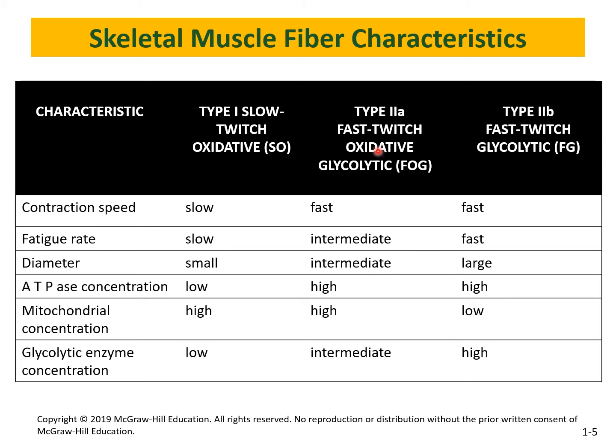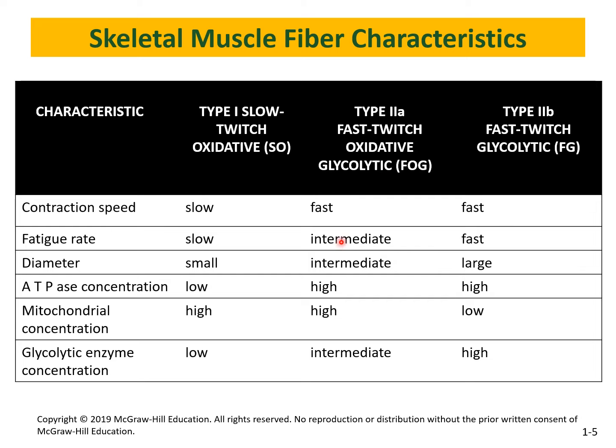Now, we have two types of the fast twitching. We have fast twitching that needs oxygen, and fast twitching fibers that don't need oxygen. They produce ATP from the glycolytic enzymes, right? Now, that's fast. The fatigue rate is intermediate. Fatigue rate is fast because you are depending only on the glycolytic enzyme to do the ATPs.